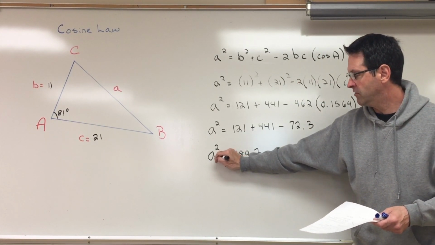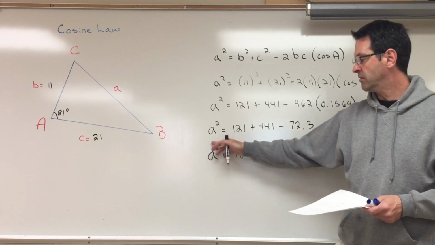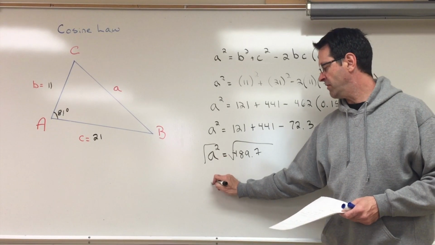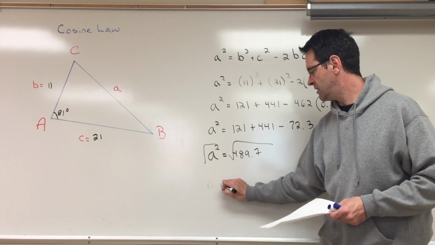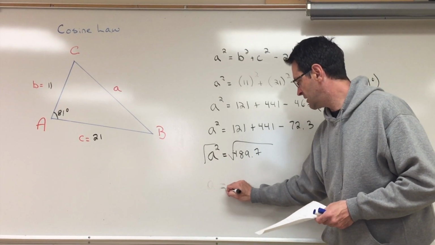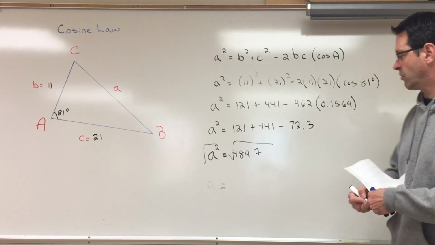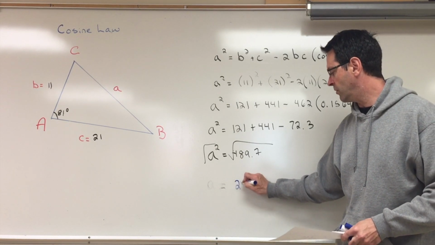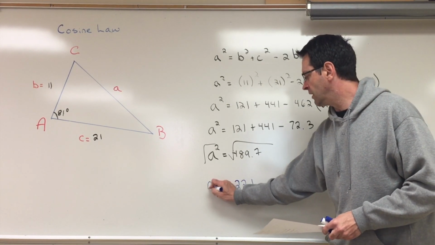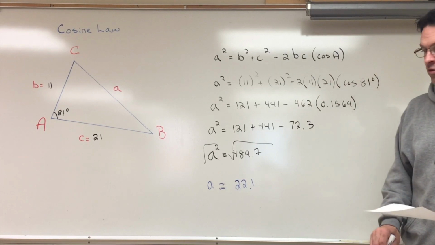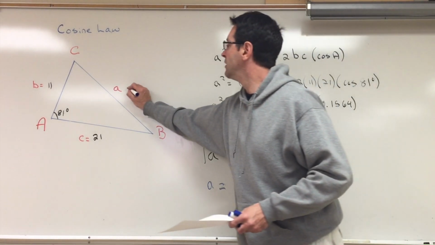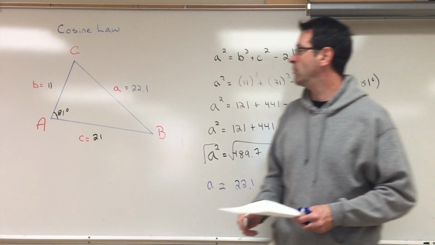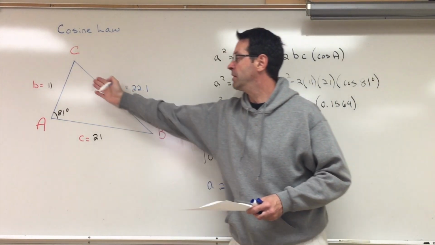Little a squared equals that. Now how do I get rid of this exponent? I'll take the square root of both sides. The square root of a squared is a, and the square root of 489.7 is approximately equal to 22.1. Little a is approximately equal to 22.1 units.